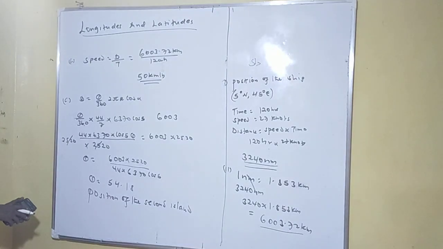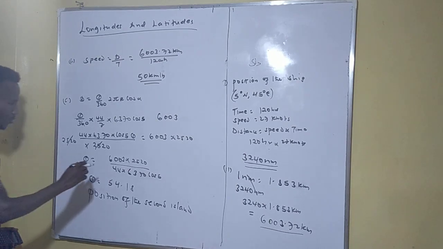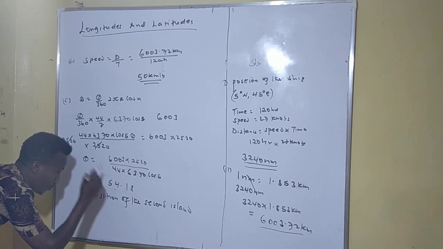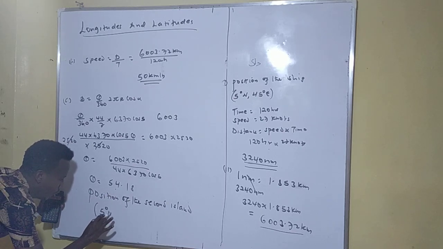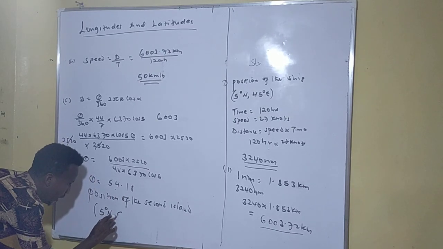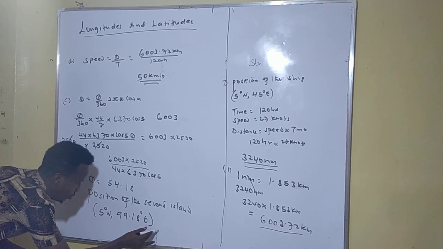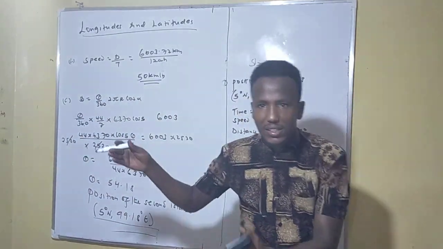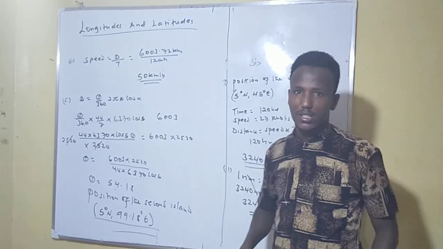Remember, the first one we had was 5 degrees north and 45 degrees east. So we'll add. The longitude of the new island will be this one plus the original, because it's sailing towards the east, so it's increasing. So it will be 5 degrees north, 99.18 degrees east, because it is sailing due east, meaning the angle is increasing. But if it's sailing due west, we are subtracting.